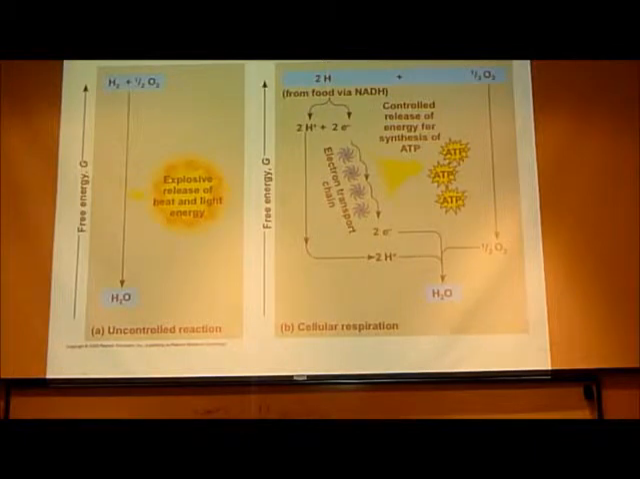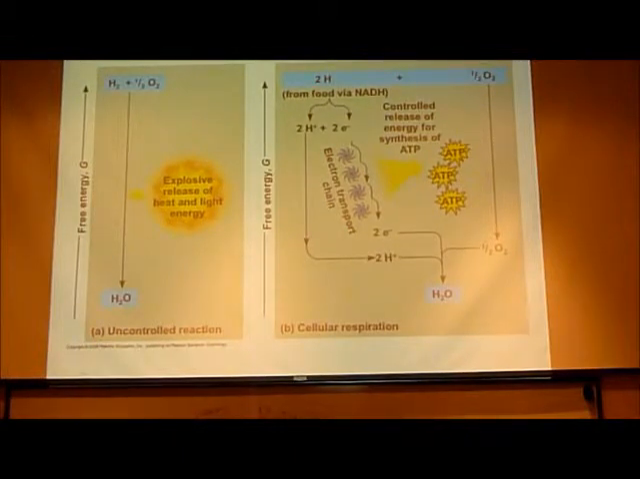Okay? So one last time. As we move the electrons down the electron transport chain, the energy that's released is not ATP. It's instead used to make ATP.